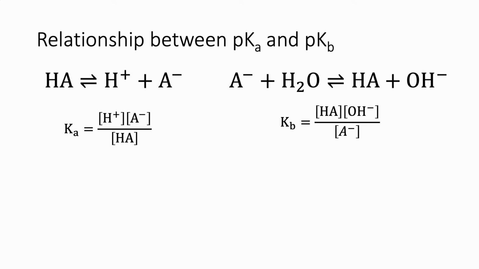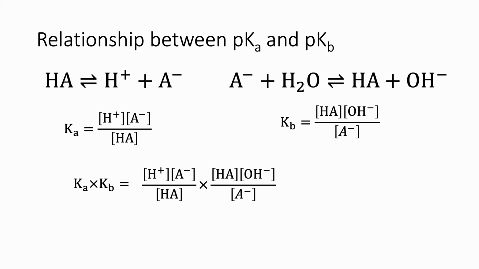And now what we're going to do is look at what happens if we multiply Ka times Kb. So let's just plug in our expressions, and you'll notice something in these fractions. There are a couple things that will cancel out. We have HA divided by HA. We have A minus divided by A minus. And so Ka times Kb equals H plus times OH minus. What is the H plus concentration times the OH minus concentration? Where have we seen that before? Oh, that's just the value of Kw, the dissociation constant for water.